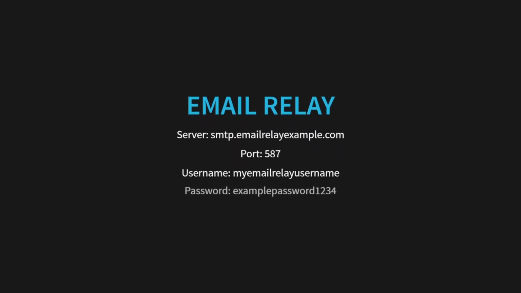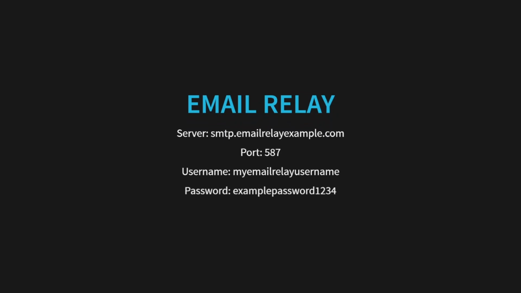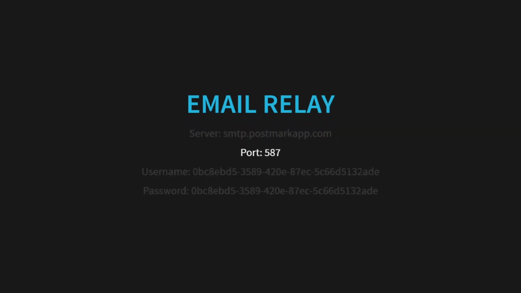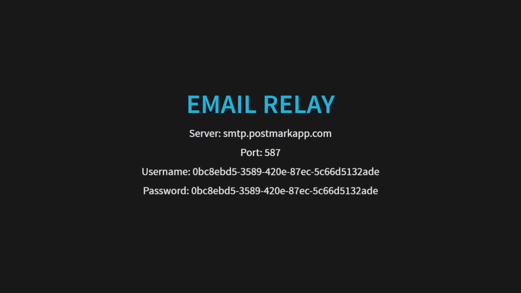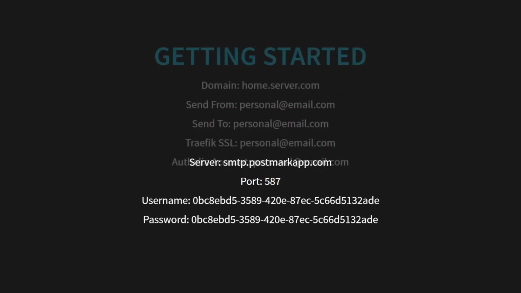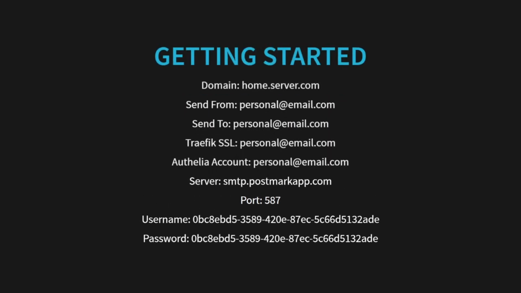If you have a commercial IP address, then it's possible you can host your own email server, but that's outside the scope of this series. You will need to find your email relay's SMTP settings, which will include the server URL, the port, the username, and password. Now, Postmark is interesting because it uses the same API key for both the username and password. Once you have gathered all these configurations together, now we are ready to begin setting up our server.